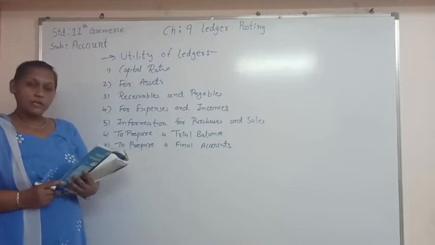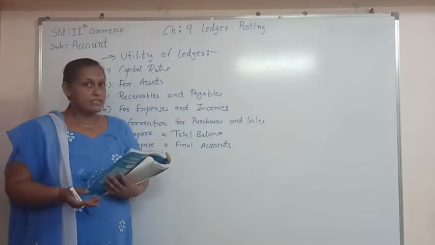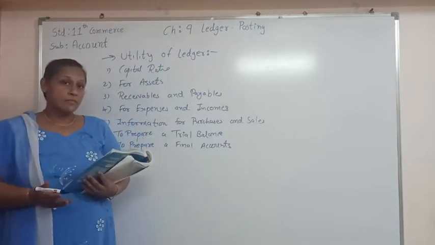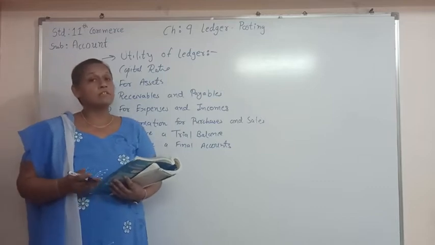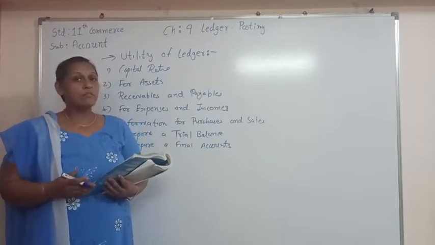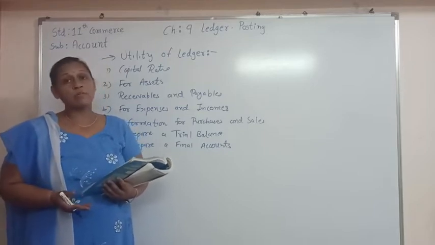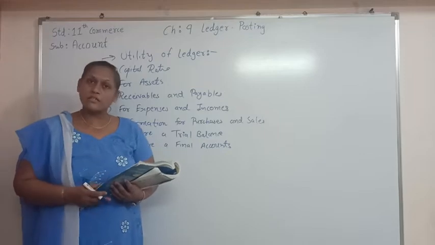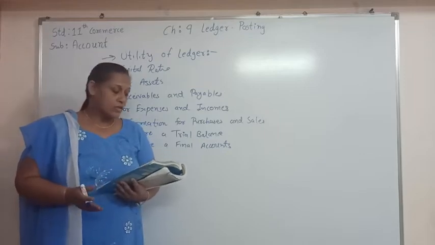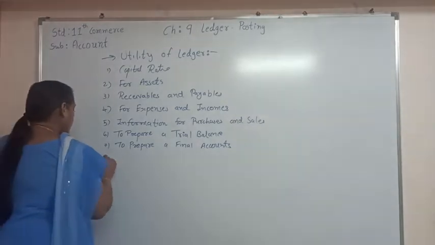Next is for making decisions. We already discussed before that in a business we have to take different types of decisions. That decision we can bring from the accounting information, and that accounting information is possible through the ledger only. So for decision making, the ledger is very important.